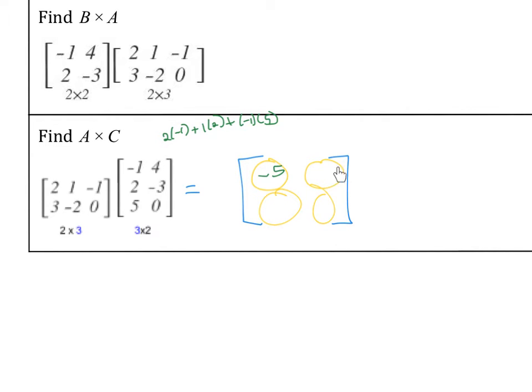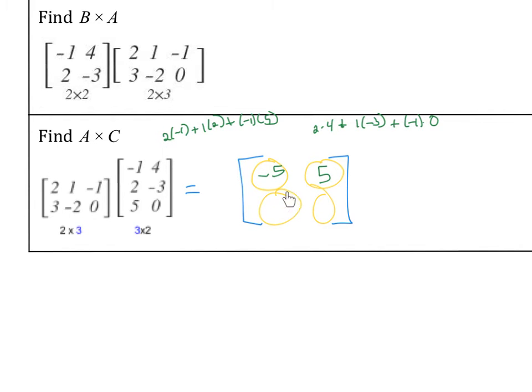Now, to find this entry, which is in the first row, second column, I'm going to use the first row, second column. So I'll multiply the first entry of each, the second entry of each, the third entry of each, and add all that stuff up and put it right there. Pausing video now. So my calculations would look something like this, and the total sum ends up being +5.